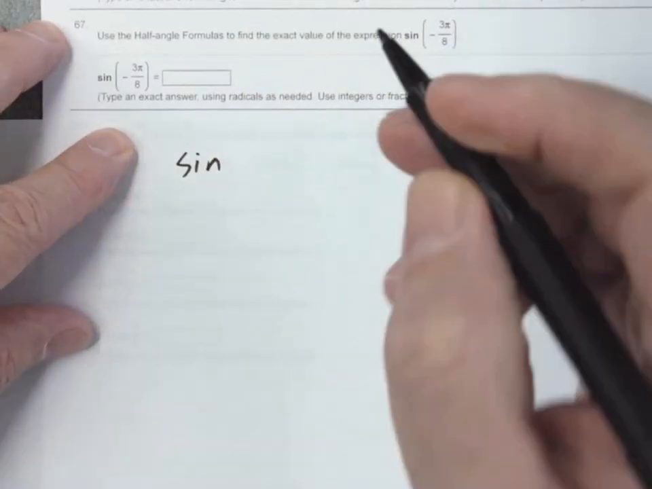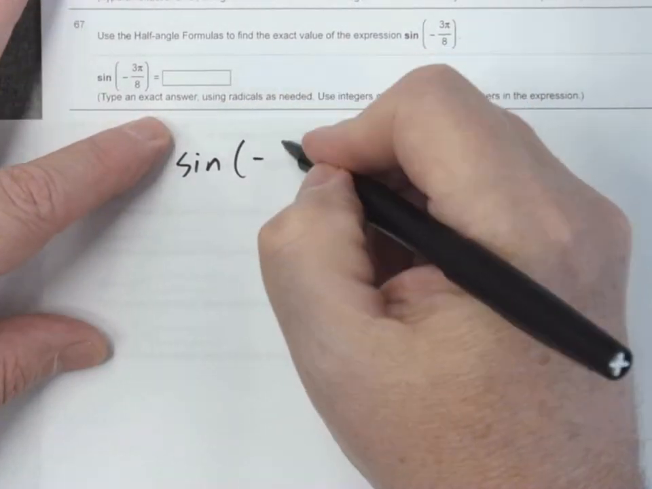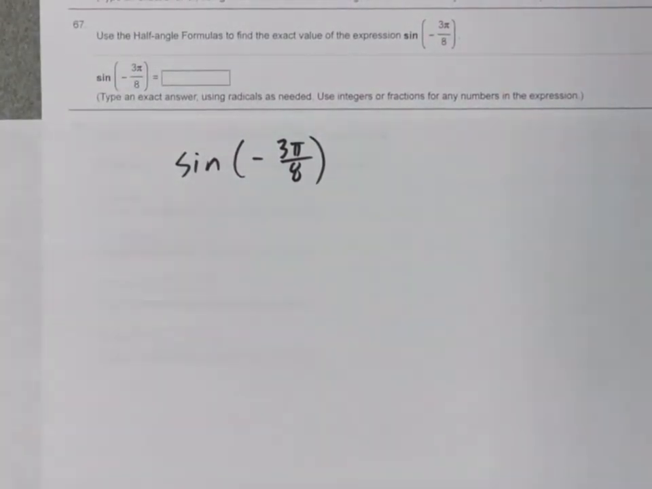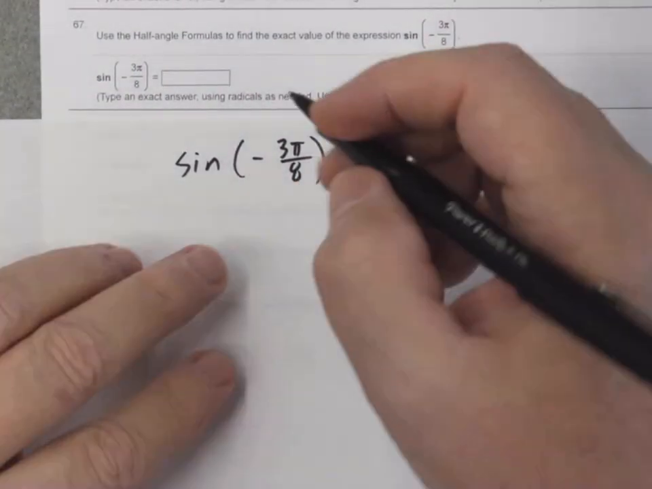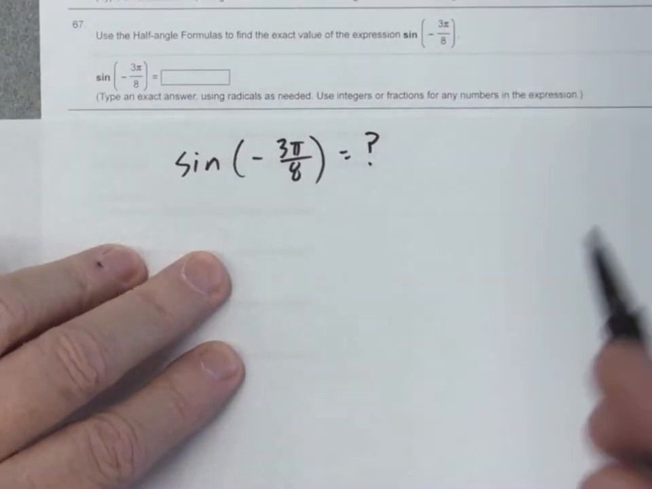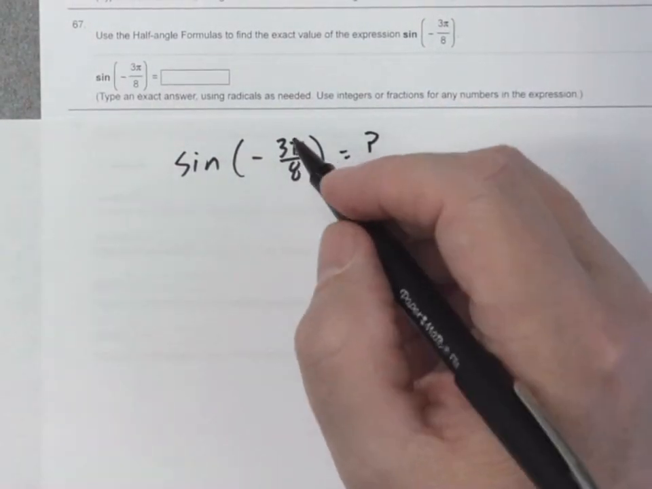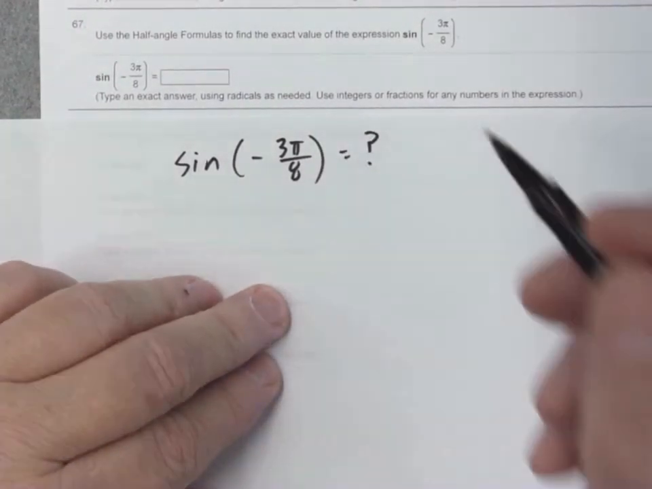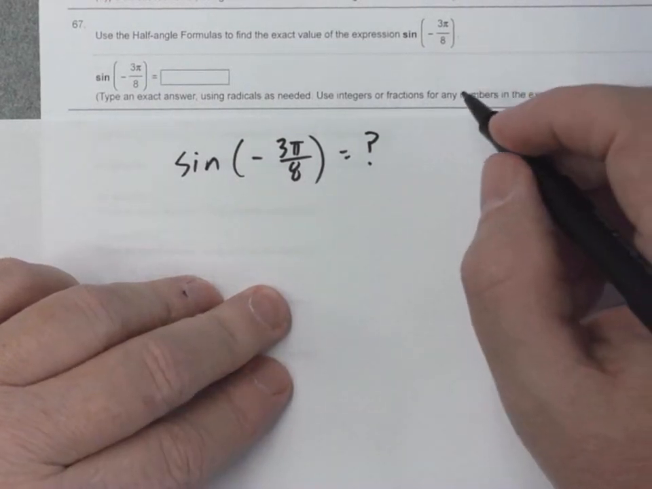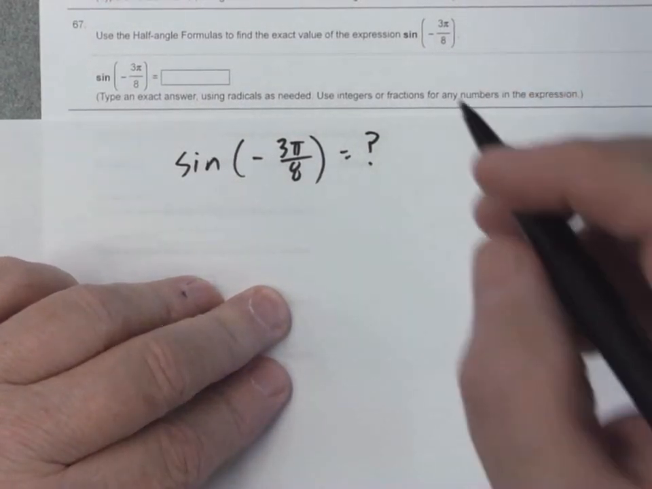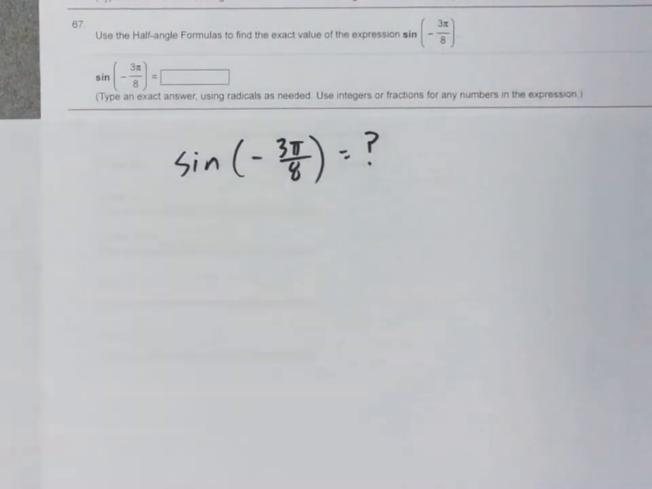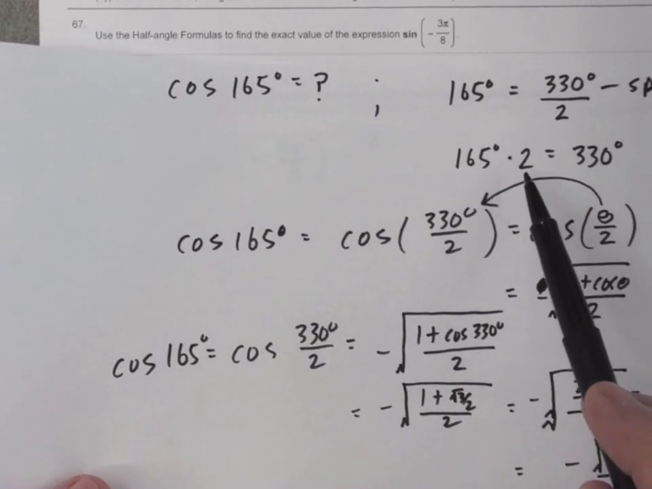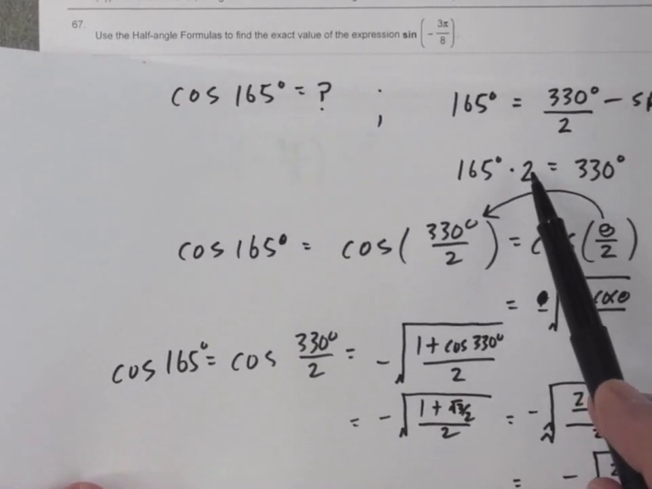Especially for this one, it's going to be helpful to use the method I talked about for the last problem. 3 pi over 8 is not on the unit circle, so they're asking for an exact value. I'm sort of stuck. But to see if I can use a half angle formula, I'm going to check it just like I did for the last one. This is the way you check to see if a half angle formula can work.